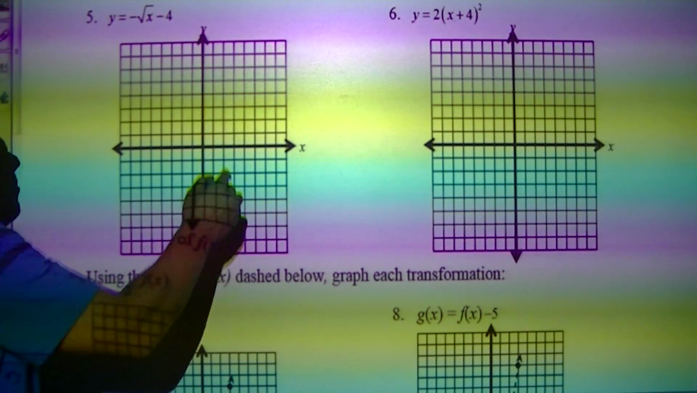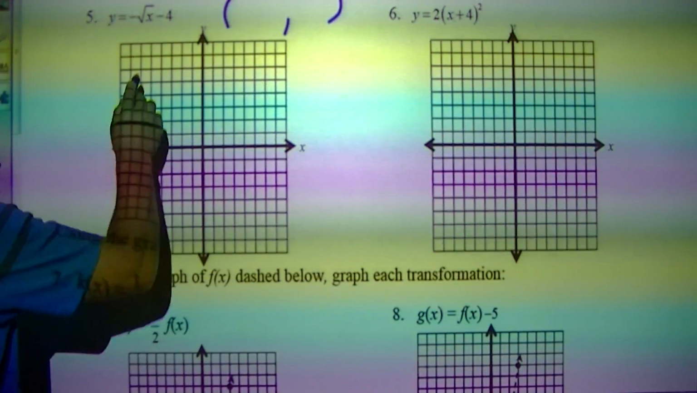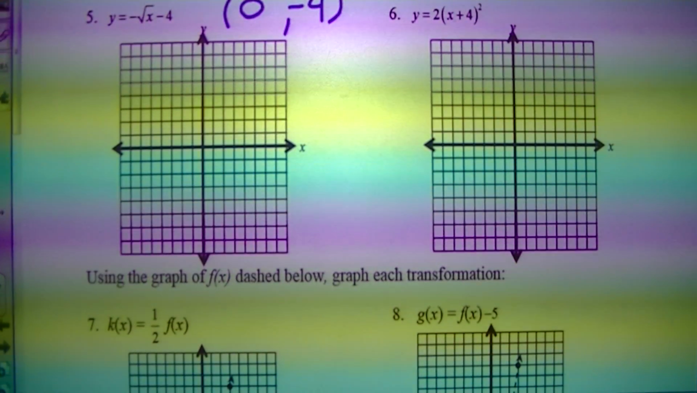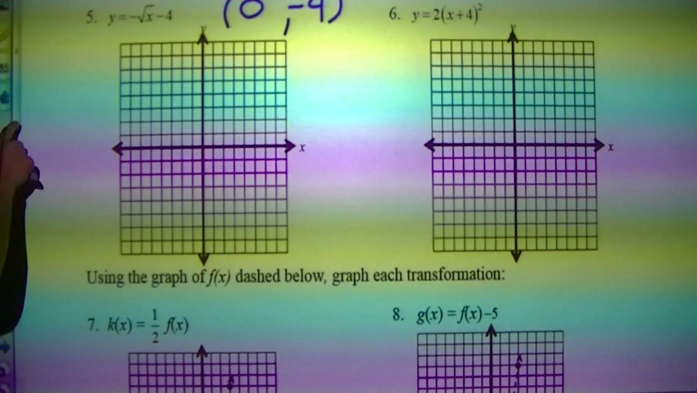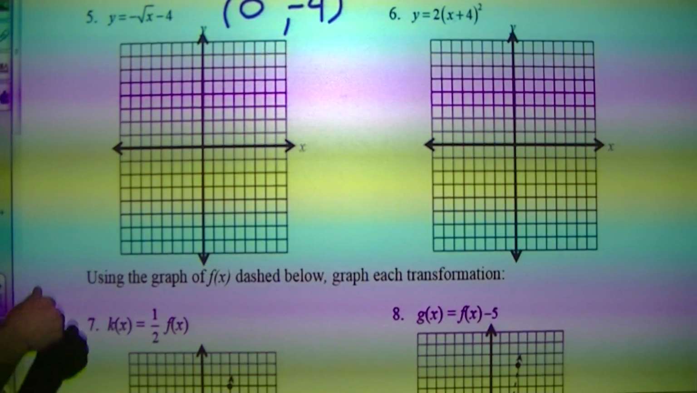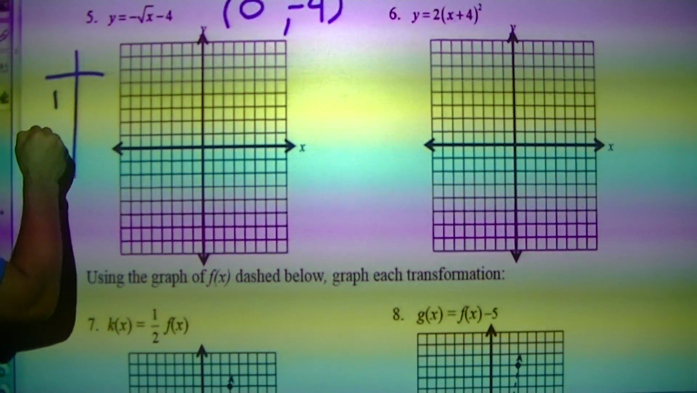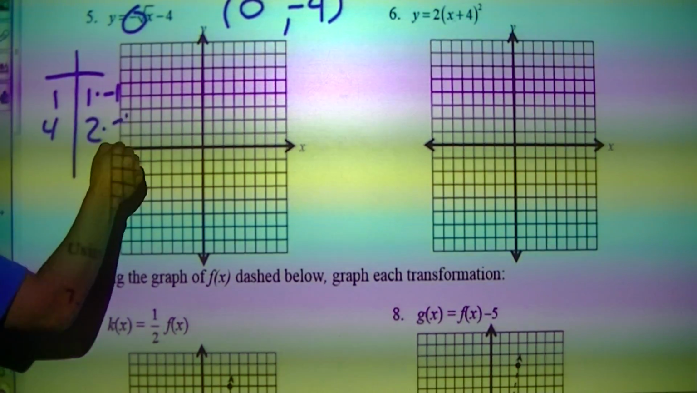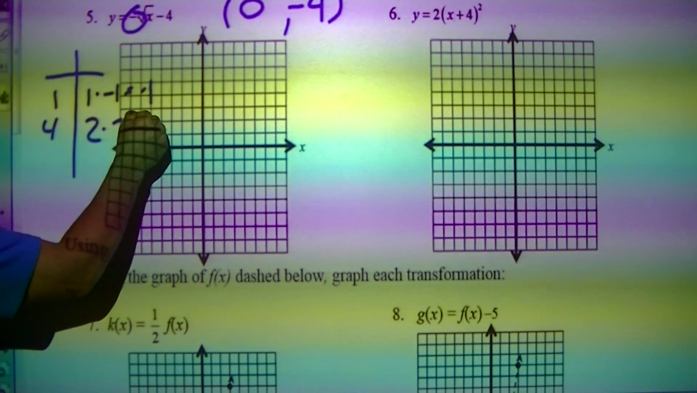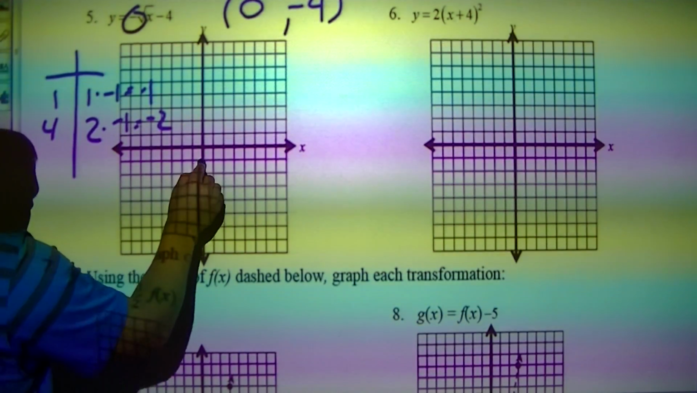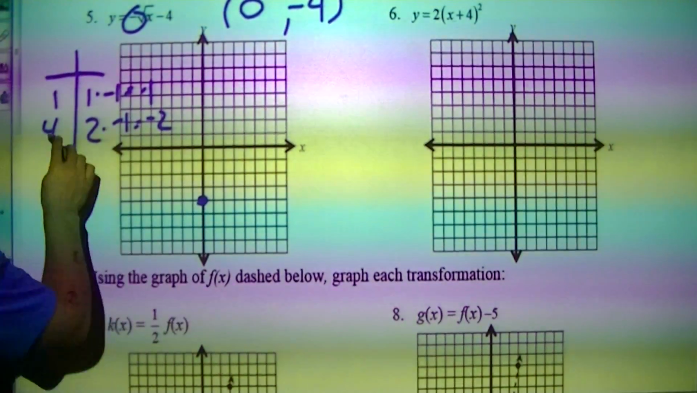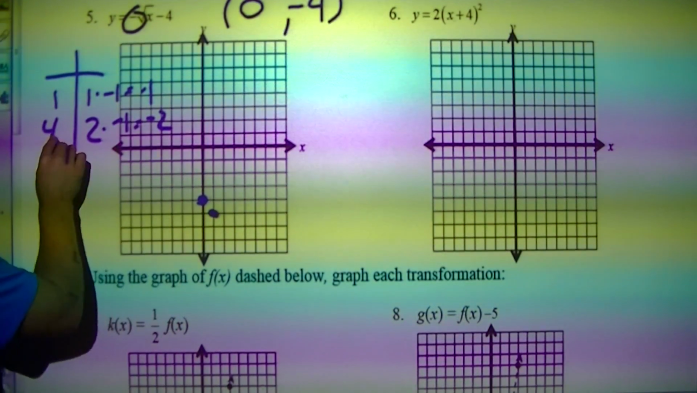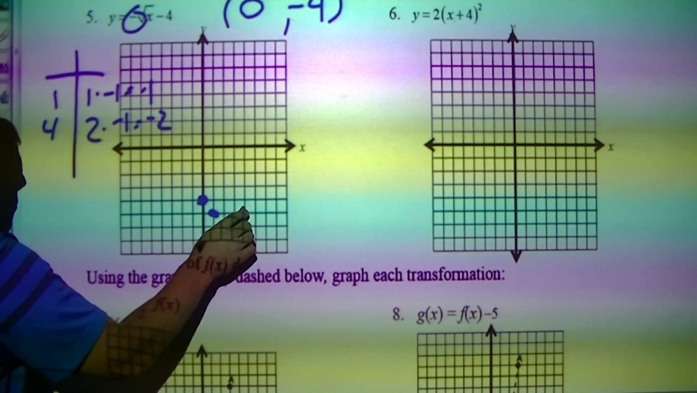Okay, anchor point for this one. Nothing's on the inside. That -4 is considered the outside. So what I want to do here is 1, 4, 1, and 2. Now, since that's a negative, I'm going to multiply this by -1. So I got -1, -2. So 0, 1, 2, 3, 4 down. 1 right, the negative means go down. So 1 right, 1 down. 4 right, 1, 2, 3, 4, 2 down.